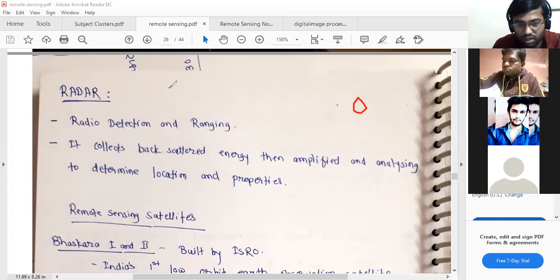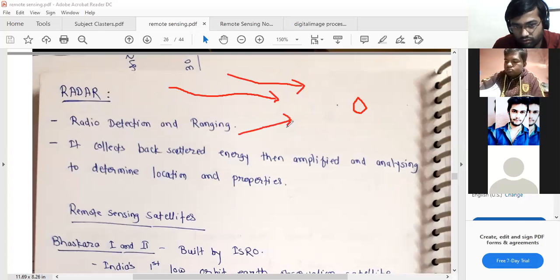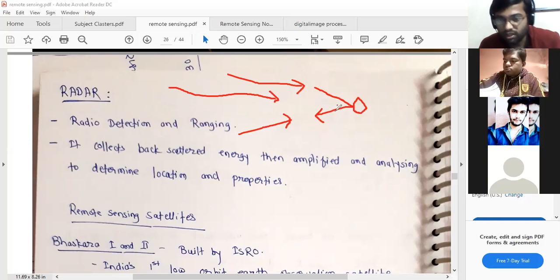What radar will do, radar will transmit radio frequencies to this particular target. When radio frequencies strike the object, it will backscatter, and radar will detect these backscattered frequencies. With the help of the backscattered frequency, it will amplify and analyze so that you can calculate the distance.